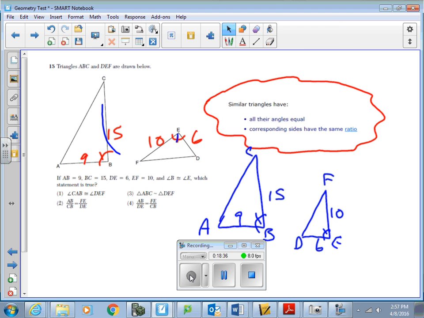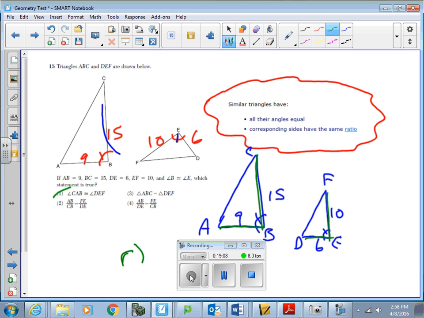Well, CAB is here, DEF is here. That is not true. DEF is that one. That is definitely not true. Let's look at number 2. Is AB over BC, that's AB over BC, congruent to FE over DE?